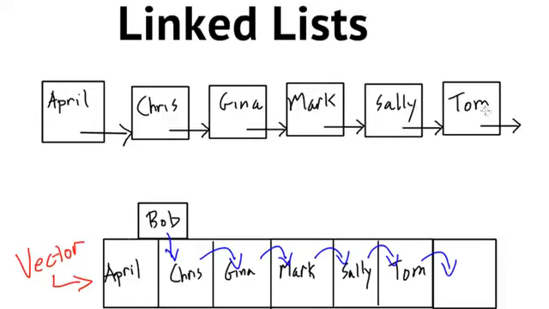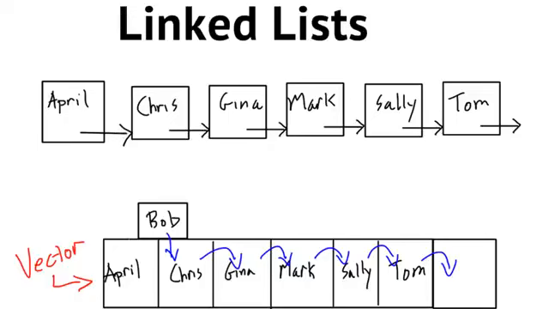So now we have our linked list structure constructed, or at least a logical representation of it, and you can see that each one of our nodes is linked to the node following it. So we have April linked to Chris, Chris linked to Gina, Gina linked to Mark, Mark linked to Sally, and Sally linked to Tom. So with this linked list structure, the way we go about getting from one node to another node is via these links here.